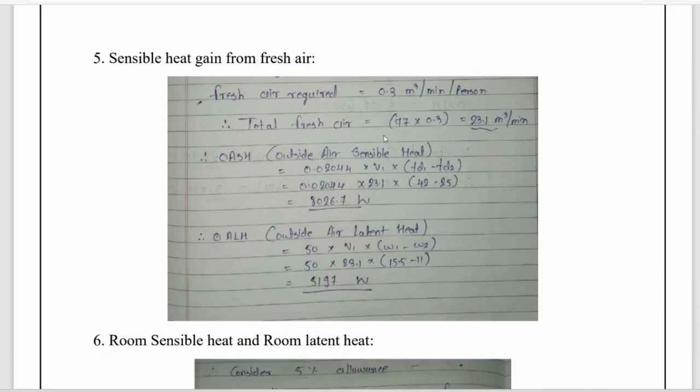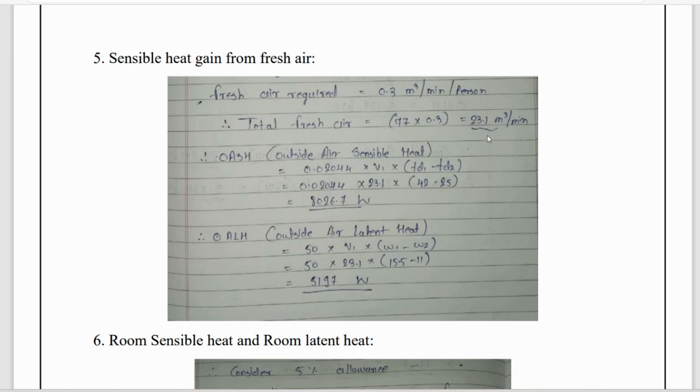Then sensible heat gain from the fresh air, if we need fresh air also, will add some sensible heat into the room. Fresh air required per person we have taken as 0.3 meter cube per minute. This much fresh air is required for a person. So total fresh air we will require is 77 multiplied by 0.3, which is 23.1 meter cube per minute.